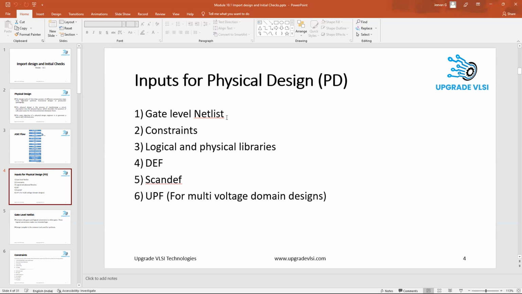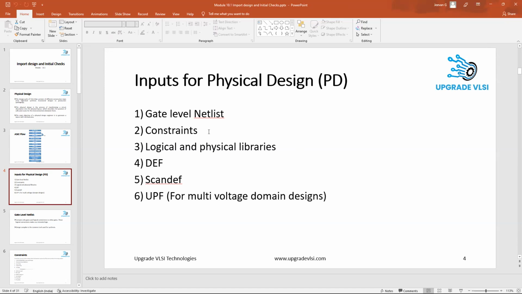Cool. So we're just converting RTL code into a gate level netlist. We're going to get a very large number of .v files. We're going to collaborate all those things and make a gate level netlist. So this is one of the inputs.